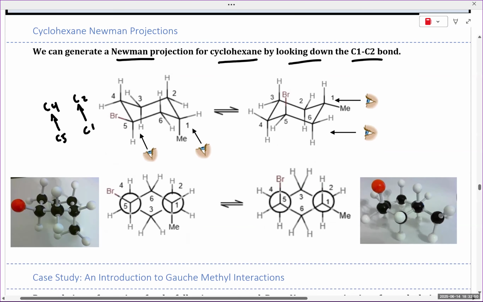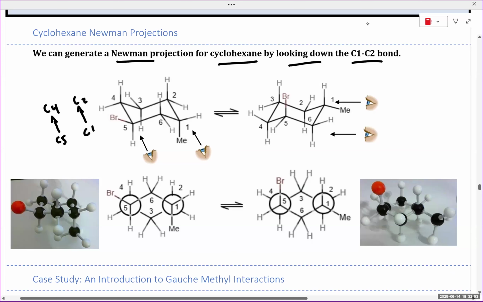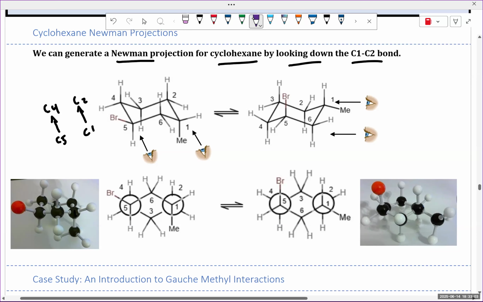So here's what a model of this cyclohexane chair conformation looks like. I would encourage you to make this same model and look down the carbon 1, carbon 2 bond. Let me put some labels here. This is carbon 1, this is carbon 2, this is carbon 5, this is carbon 4. And carbon 6 is right here. As we can see, this bridging carbon 6 is pointing up. The bromine is pointing up and to the left. And this methyl group on carbon 1 is pointing down.